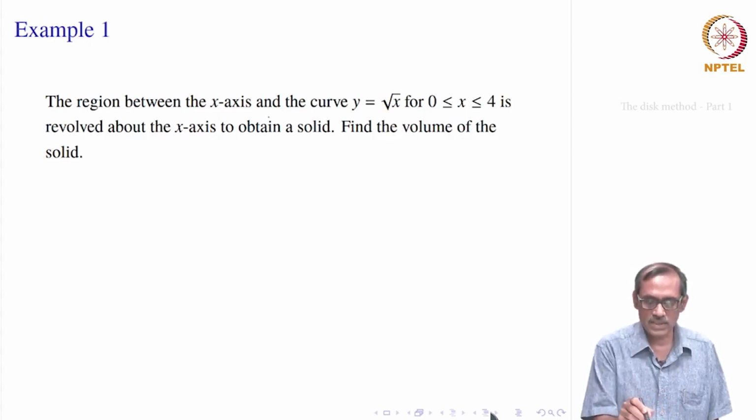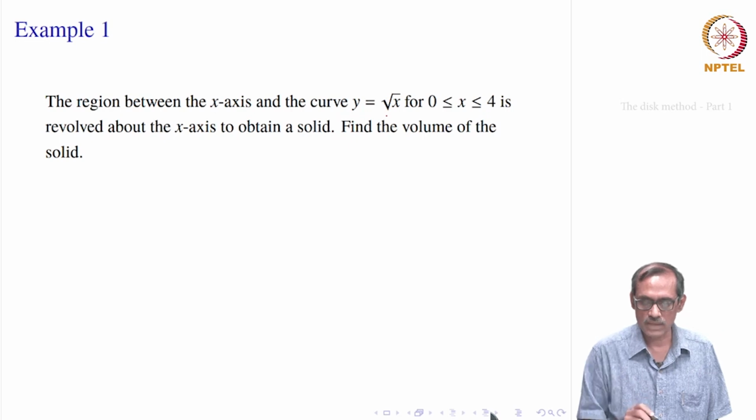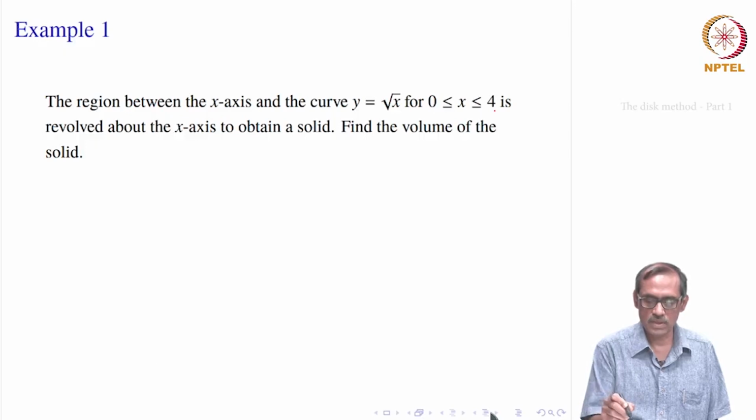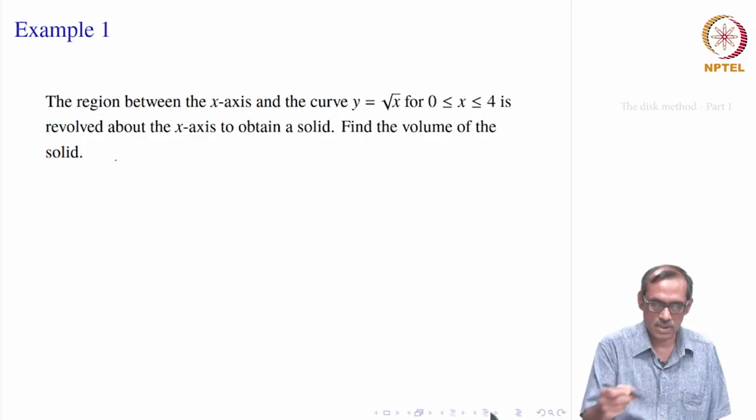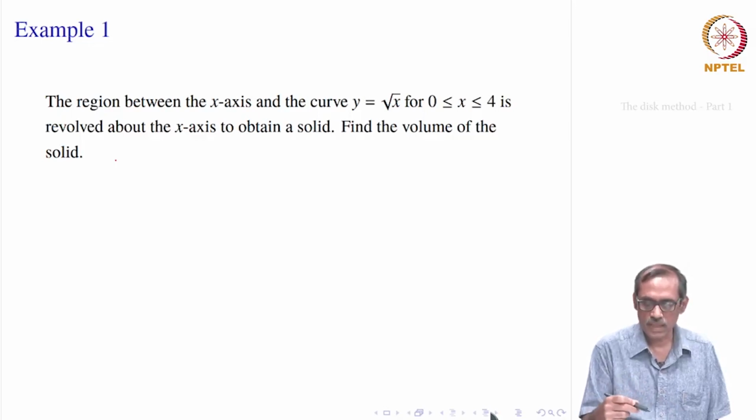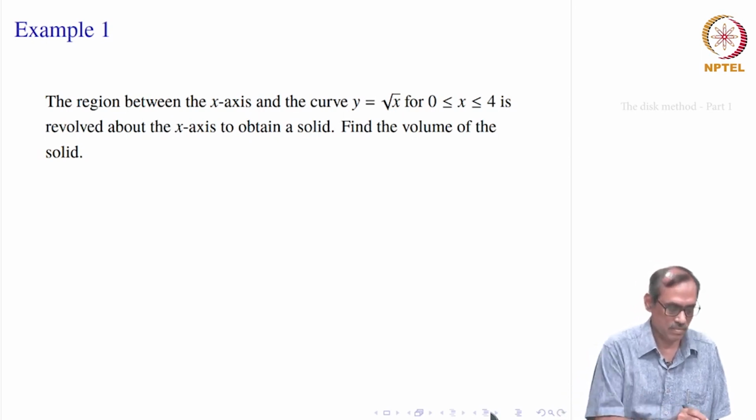So, the region between the x axis and the curve y equal to root x. We have the curve y equal to root x and the lines x equal to 0 and x equal to 4. So, the region is defined by y equal to root x, the x axis, and x equal to 0, x equal to 4. This region is revolved about the x axis, and along with 0 less than or equal to x less than or equal to 4, you get a solid of revolution. We want to find the volume of that solid.